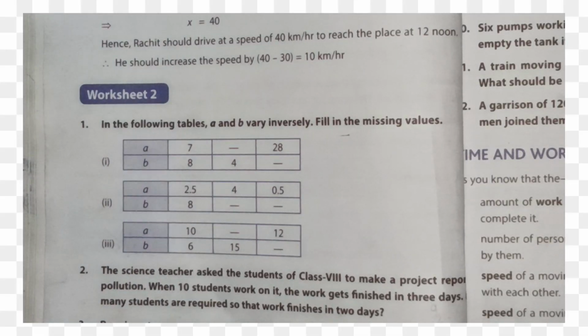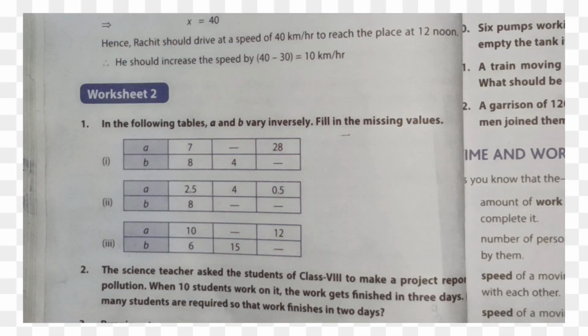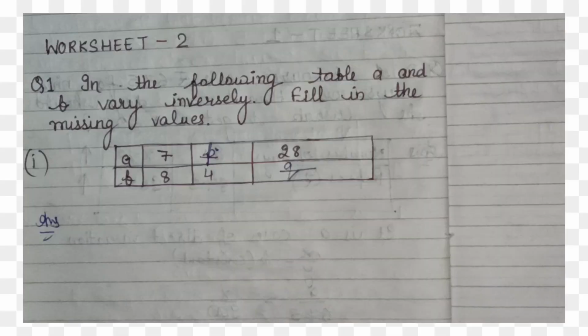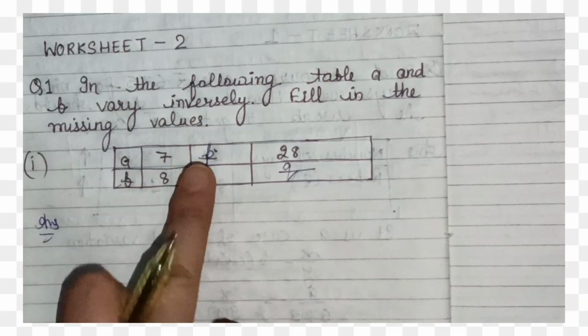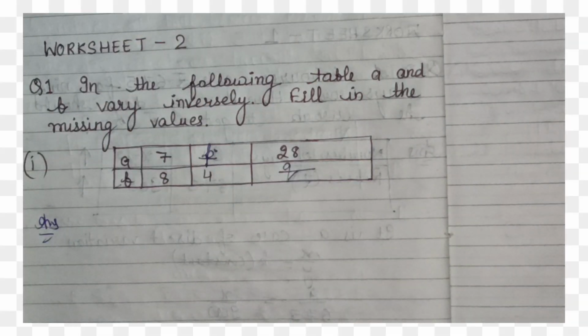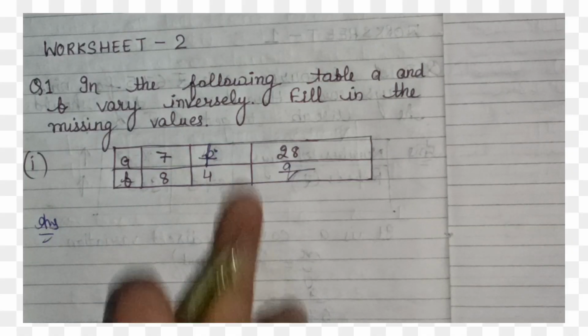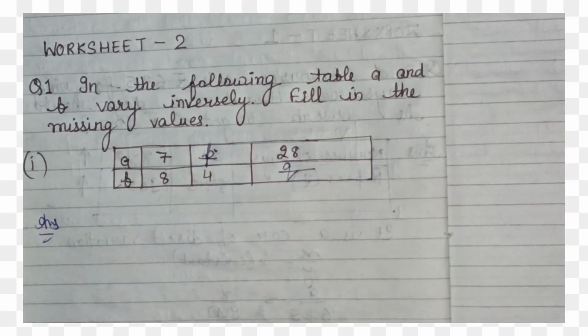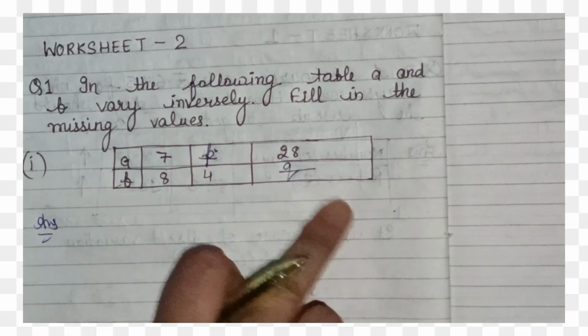We can do only the first part in this video. The second and third parts are the same as the first. So here our question number 1 is: in the following table A and B vary inversely, fill in the missing values. In the question it is given that the variation is inverse, so it is a question of inverse variation. Fill in the missing values. We have to find these blanks here.